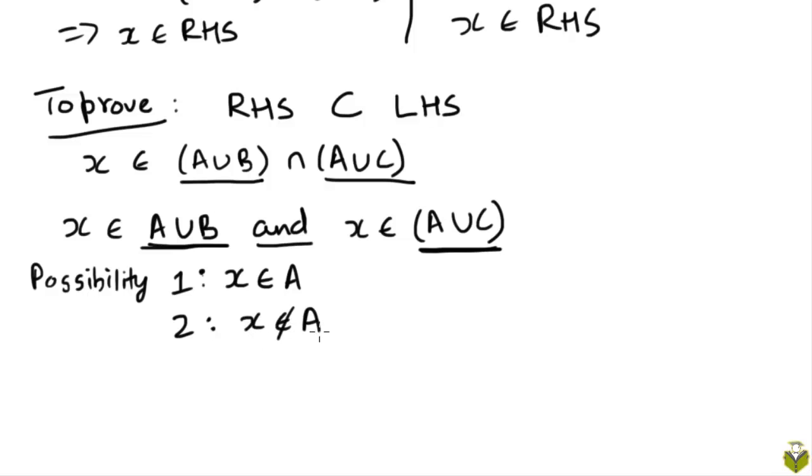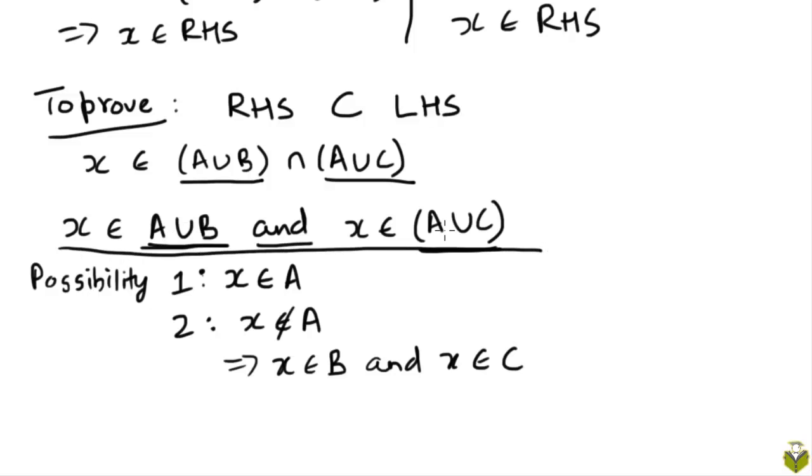Now if X does not belong to A, how could X belong to both A union B and A union C? If X does not belong to A, it could belong to A union B only if X belongs to B, because if it doesn't belong to A, it must belong to B in order to be a part of the union. So if X does not belong to A, then X must belong to B, and if X does not belong to A, then to belong to A union C, it must belong to C as well. So we have these two possibilities.